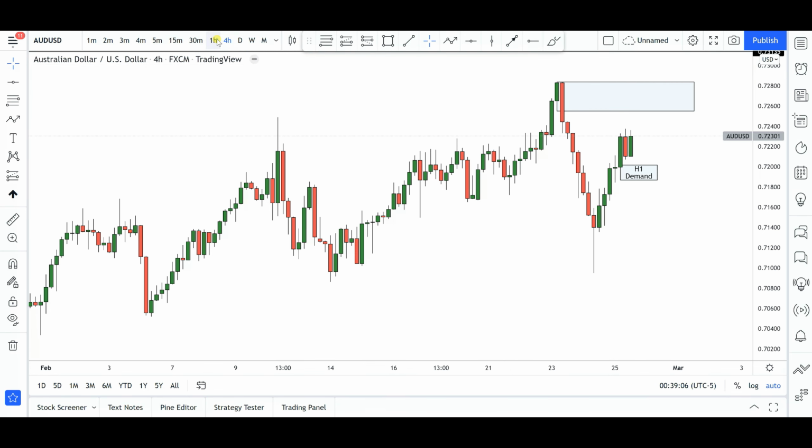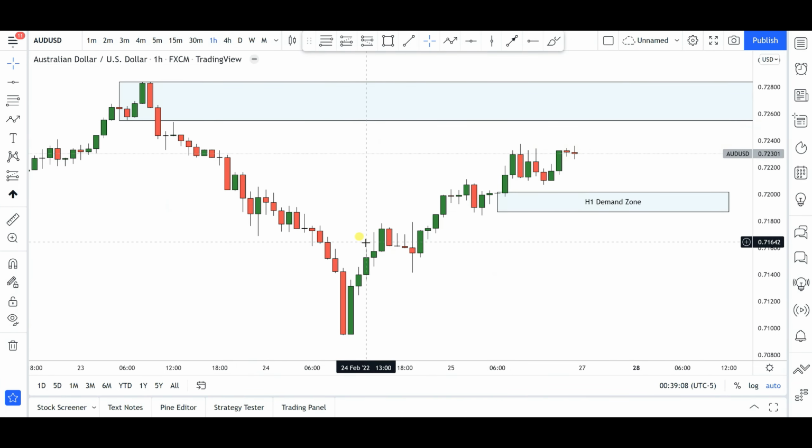Okay, but again, if you look in the hourly time frame, guys, we have a key level in here. If you start reading price action, you'll notice that this demand zone was formed as a result of this break of structure. You can see price broke this structure, also took off this supply zone in here, and created this demand zone in the process.